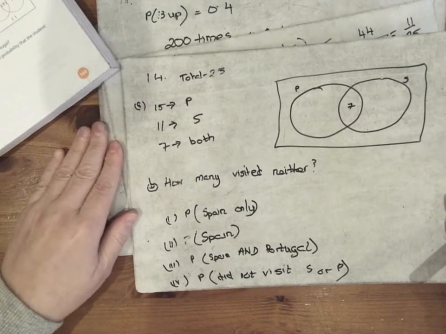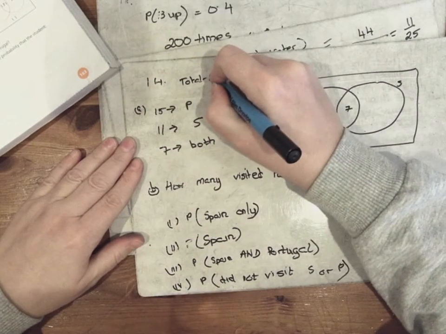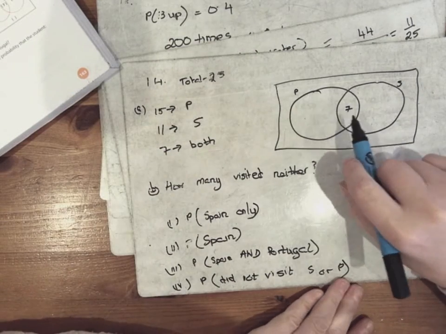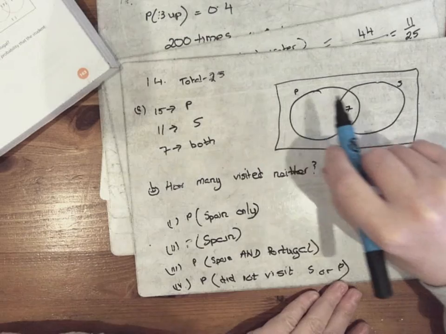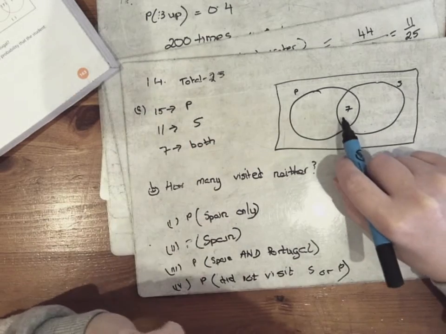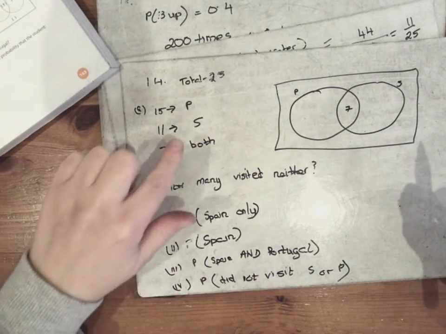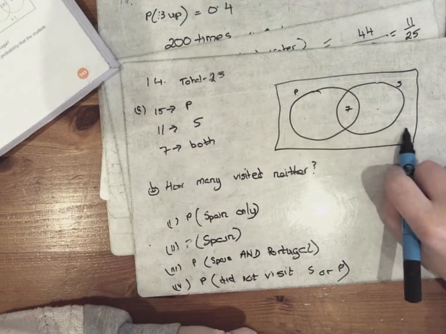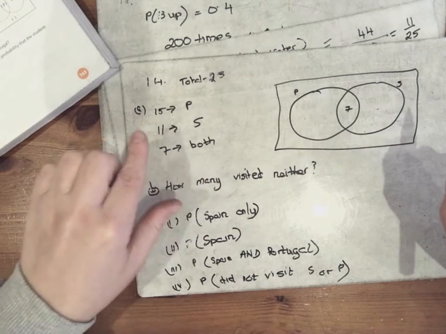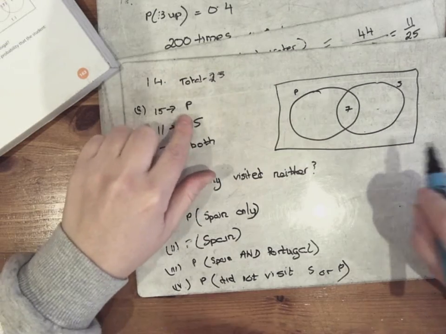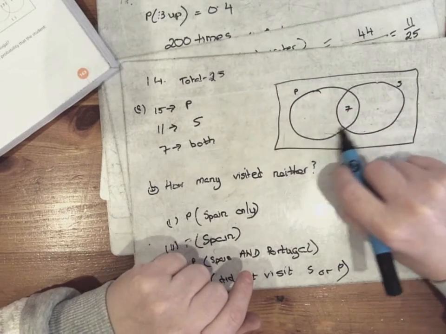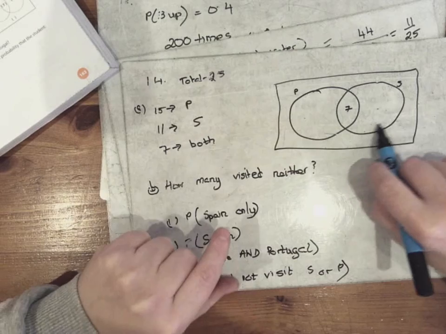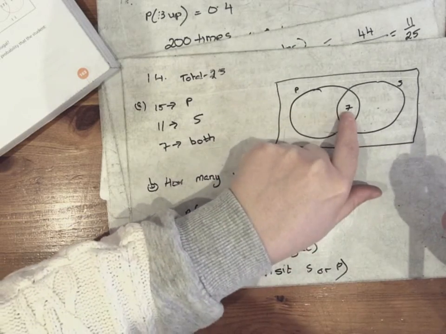Number 14 brings us back to a bit of revision on our sets here. Okay, so it's saying from a class of 25 who visited Spain and Portugal, right? Okay, who visited both and who visited neither. So they told me there's 25 in total. So remember, there's 1, 2, 3, 4 parts, must add up to 25. In Portugal, 15. Okay, so in the Portugal circle there's 15. In the Spain circle there's 11 and 7 went to both, so there's 7 in the middle.